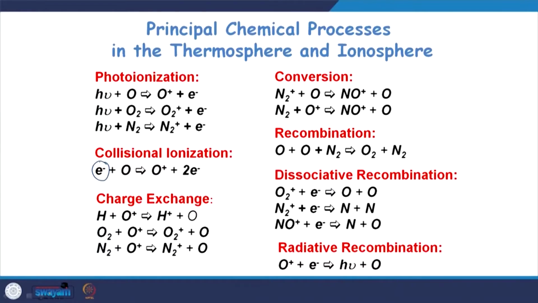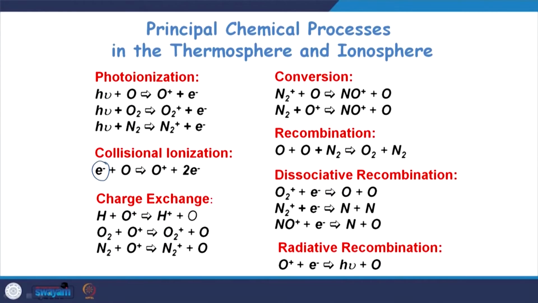Collisional ionization is also the process in which an electron can come in contact with a neutral species and ionize it because of the excess amount of energy that the electron has. Charge exchange is the process in which a neutral species and an ion species come together and, because of the interaction between them, only the charge gets exchanged from one species to another species. Conversion is the process in which an ion species may come in contact with a neutral species, and as a result some dissociation may happen, and overall there is equal availability of ions.